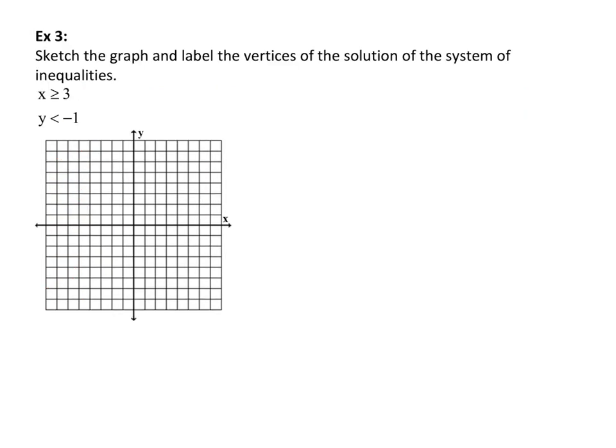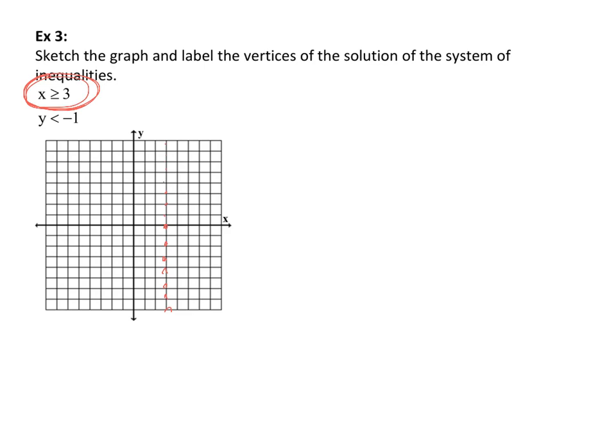Sketch the graph and label the vertices of the solution of the system of inequalities. Simple stuff. As simple as these two equations are, students mess them up all the time. It's as simple as this. Find the line where all the x values are 3. Okay, that's all you have to do.